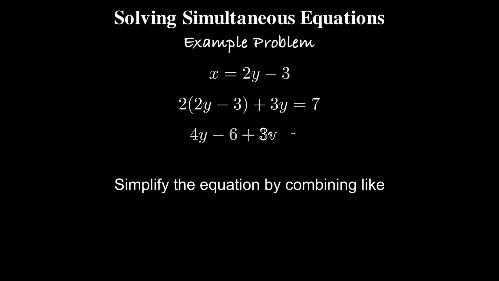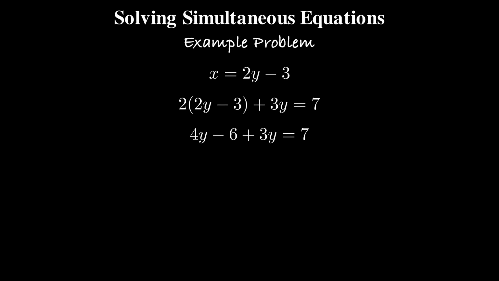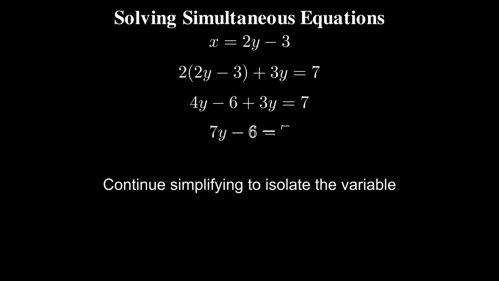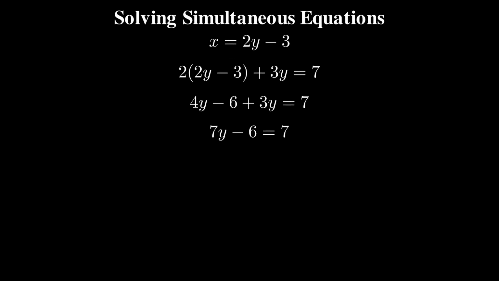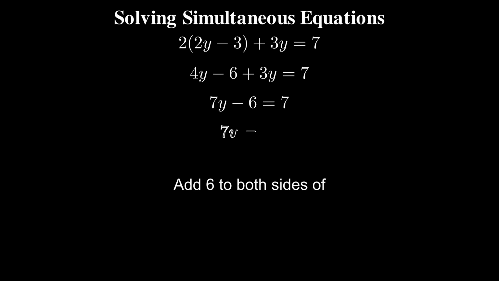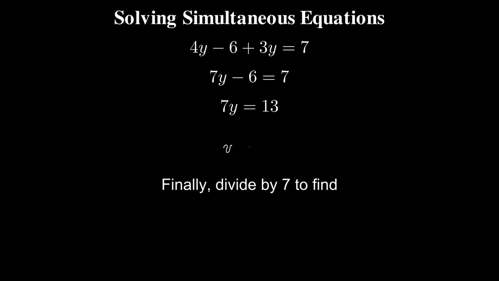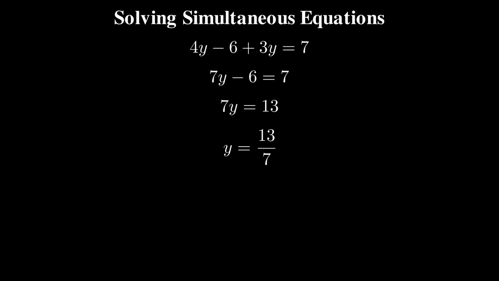Simplify the equation by combining like terms. Continue simplifying to isolate the variable y. Add 6 to both sides of the equation to get closer to solving for y. Finally, divide by 7 to find the value of y.